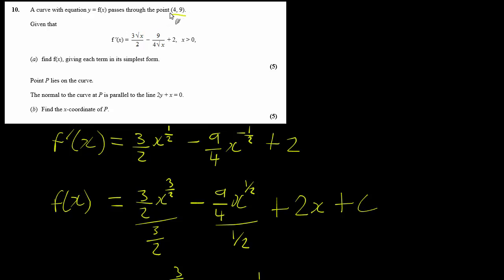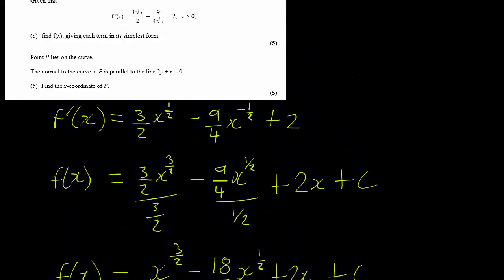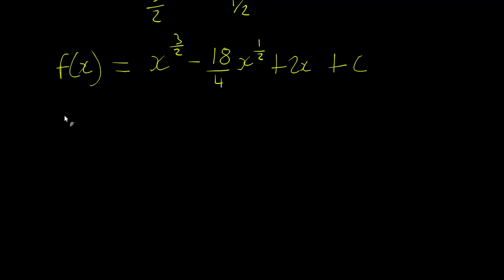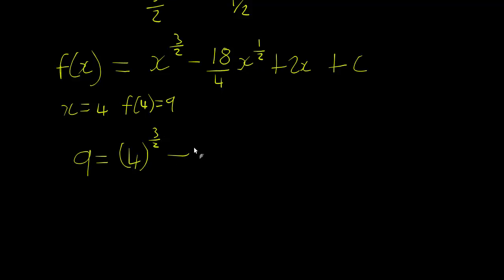We've now got the point (4, 9), so we know x is 4 and y is 9 at some point on this curve, so we can sub those in. So we're going to have x equals 4, and f of x at that point, so f of 4 is equal to 9. So we can sub that in, so 9 equals 4 to the power of 3 over 2. Like I said earlier, I'll make that 9 over 2 instead of 18 over 4, 4 to the power of a half, plus 2 lots of 4 plus c. Remember, we're trying to work out what that c is.